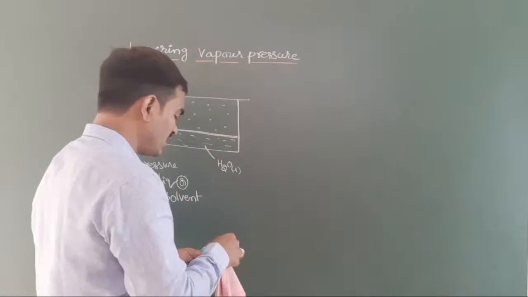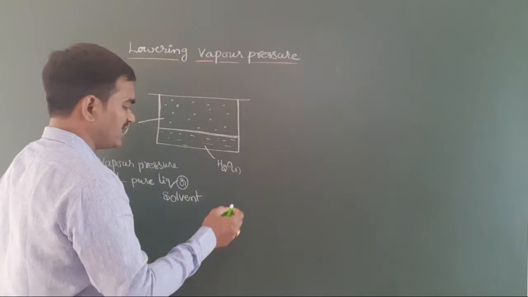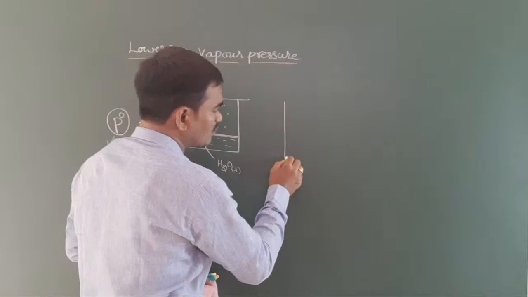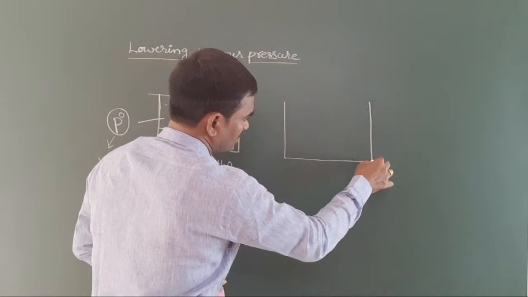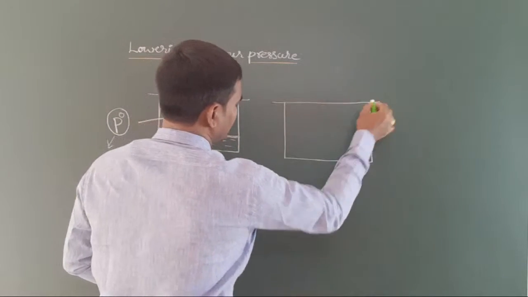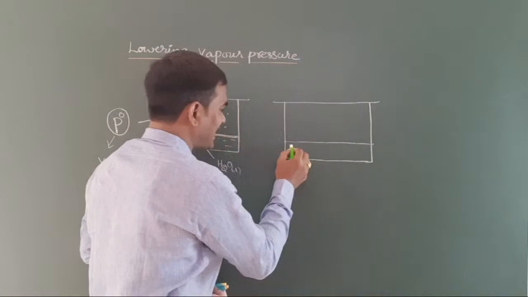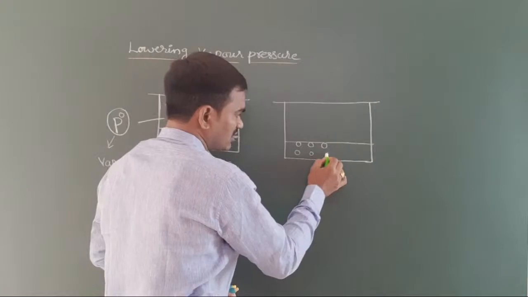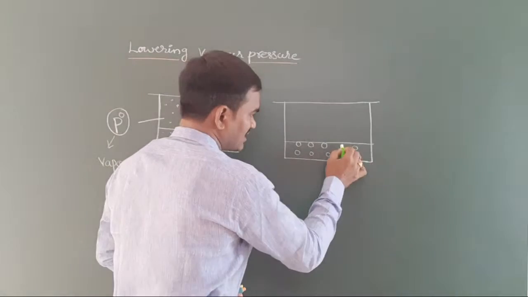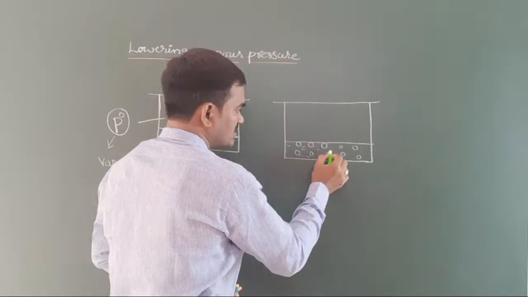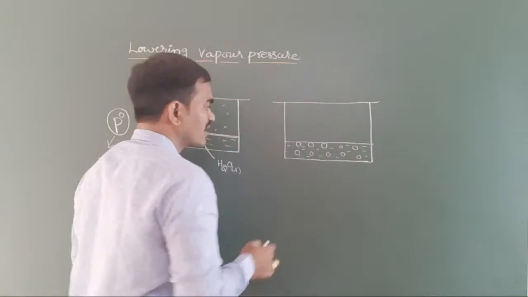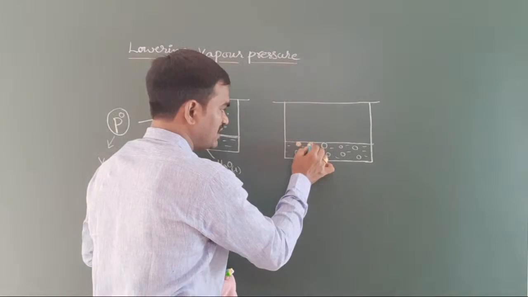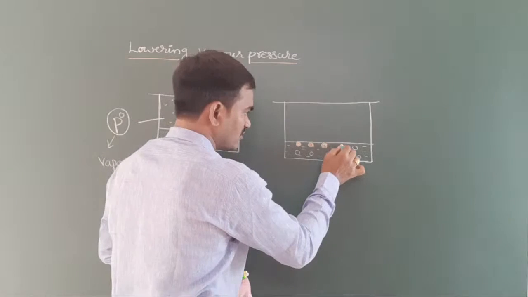Now see, the next step: to this I am adding a non-volatile solute. Have you got what I am saying here? Here we are adding a non-volatile solute. These rounds are nothing but spheres, you can consider them as a non-volatile solute. Here you see this water as usual, to that water I added a non-volatile solute.